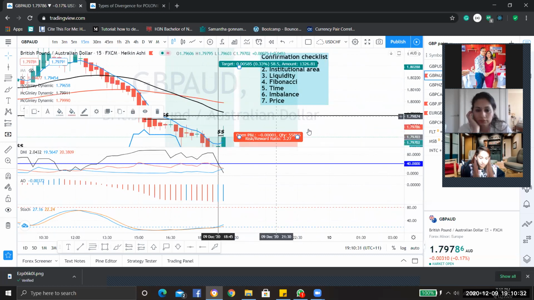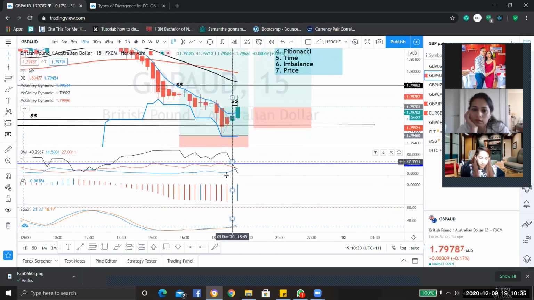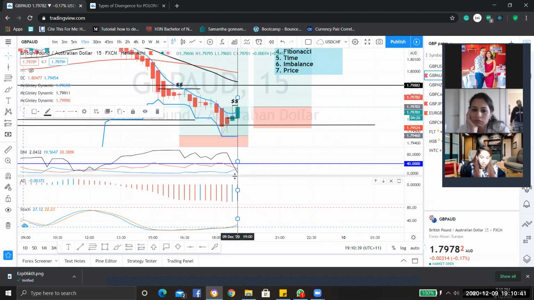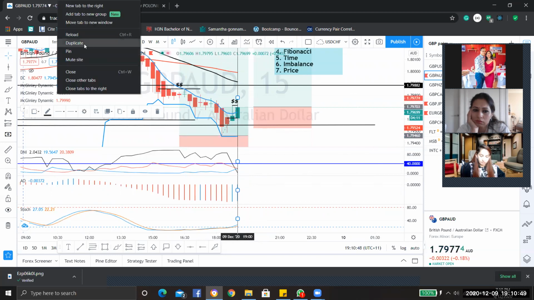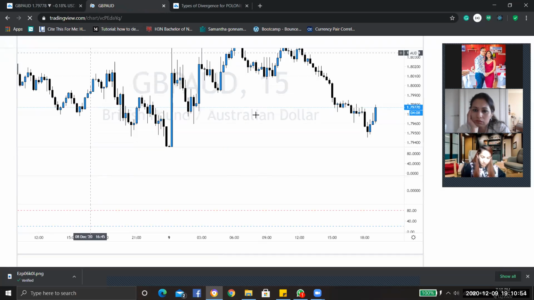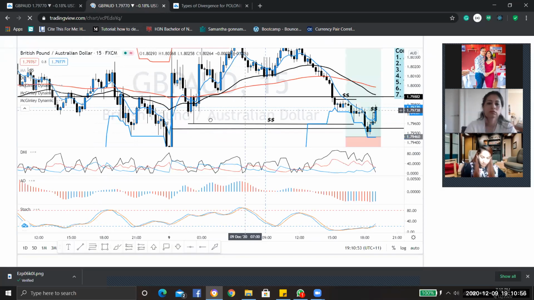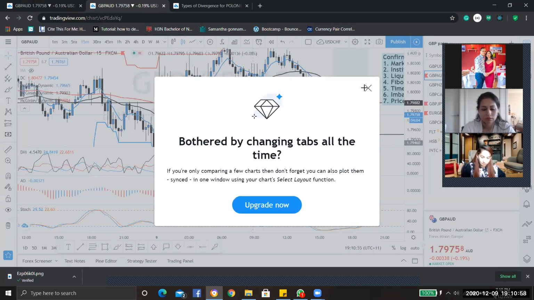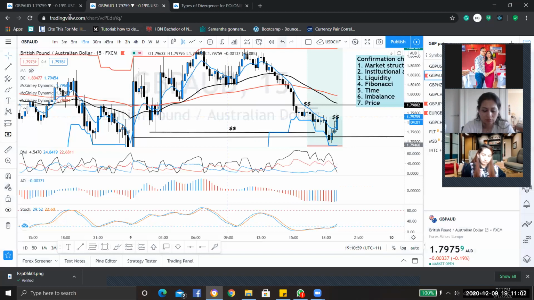Okay, for the 15 minute, my confirmation candle is this, which is right now forming up. But again, the DMI, this black line, is still below the 40. Okay, let me duplicate this site. Let me close this indicator.